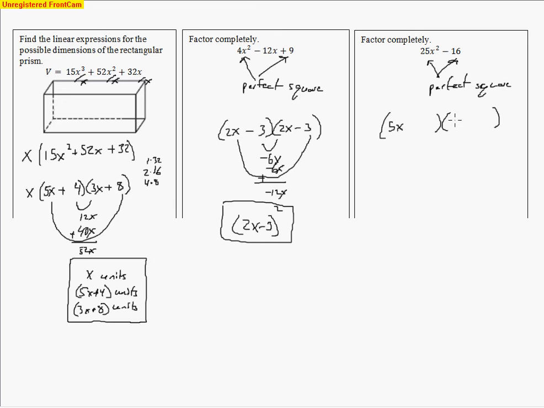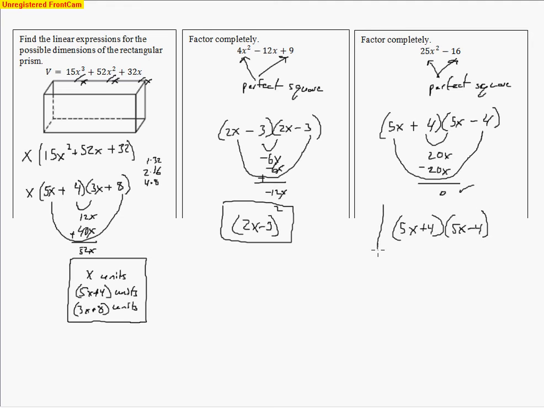So 5x and 5x make 25x squared. 4 and 4 make 16, but to make it negative, we need to have opposite signs. And that's what cancels out the outer and inner terms, is that they're the same number, but opposite in sign to make 0. So you can see how that cancels out. So make sure you write them both, 5x plus 4 and 5x minus 4.